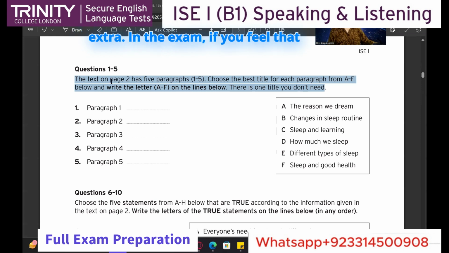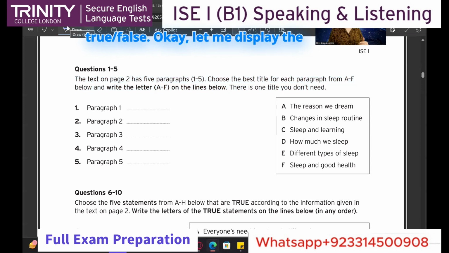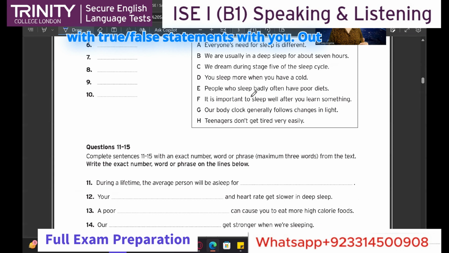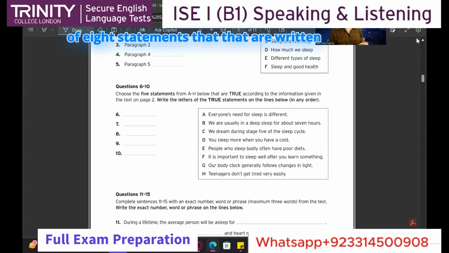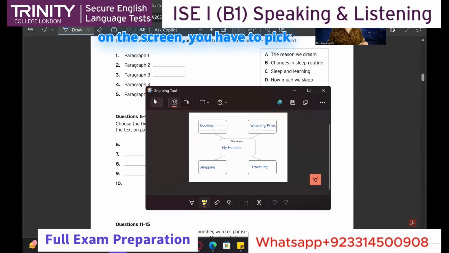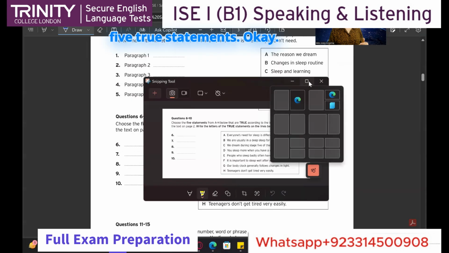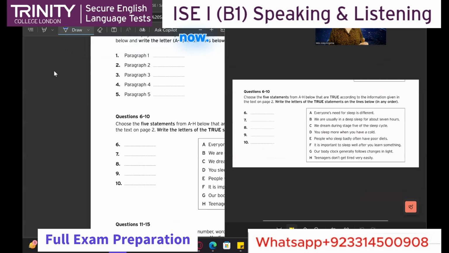In the exam, if you feel that this part is hard for you, solve it after true false. Okay? Let me display the text in front of you and let's do it together. I'll start with true false statements with you. Out of 8 statements that are written on the screen, you have to pick 5 true statements. And that's what we're going to do right now.